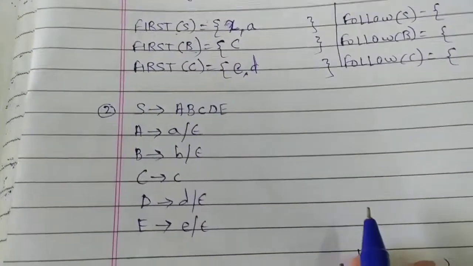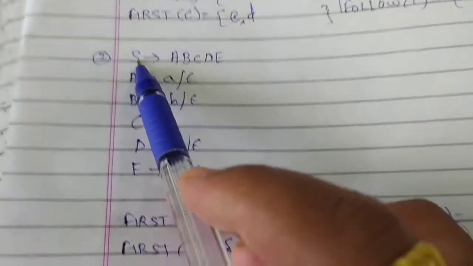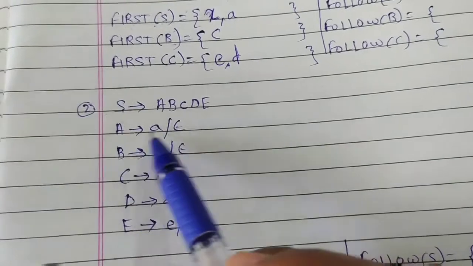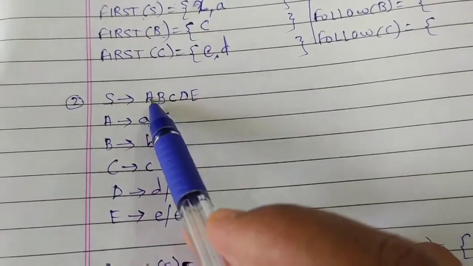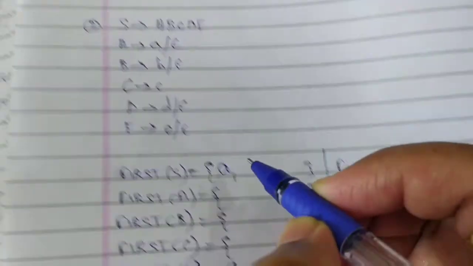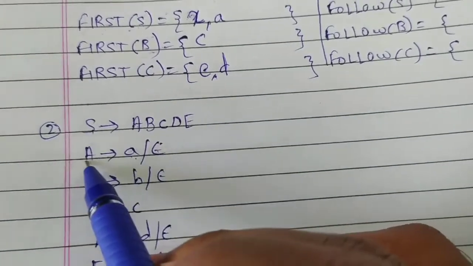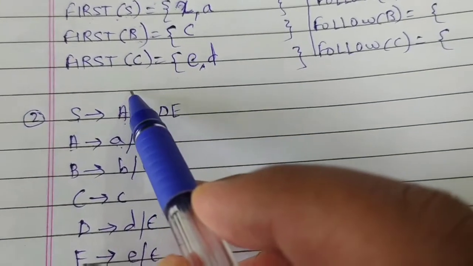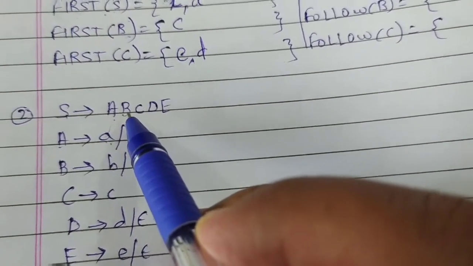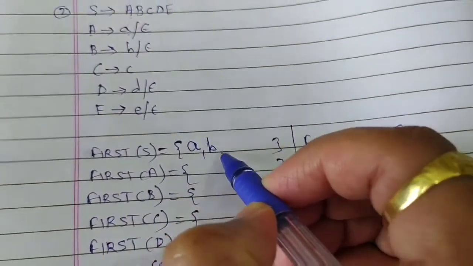Now consider this example. So for finding first of S, it starts with capital A. But capital A means what? Small a. If we put small a here, it will start with small a. So here it will be small a. Now we can also put epsilon for capital A. So if you put epsilon here, it will get removed. Now this will start with capital B, but capital B means what? Small b. So it will become small b.